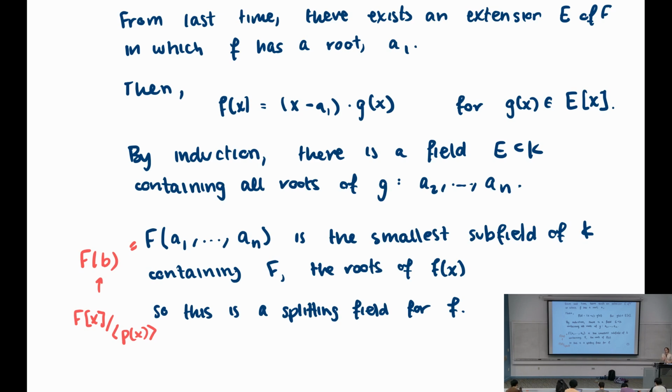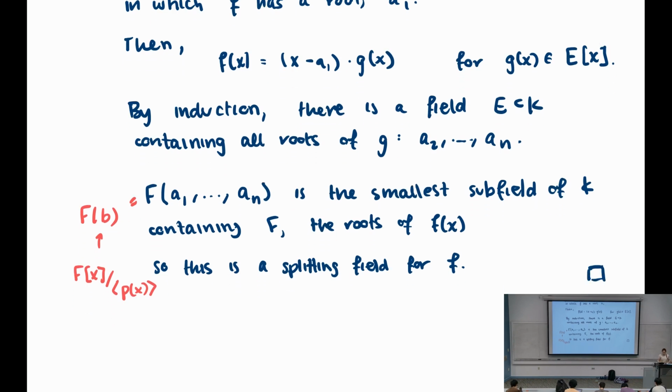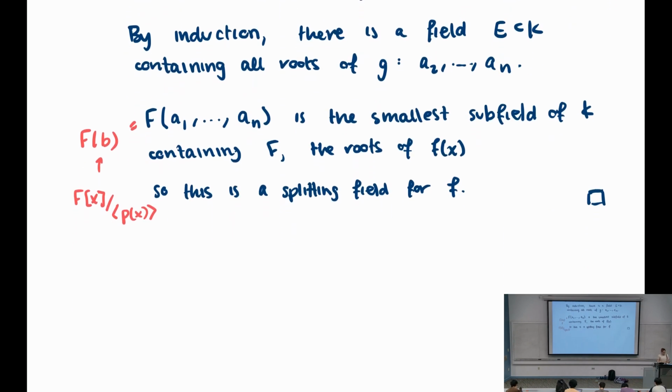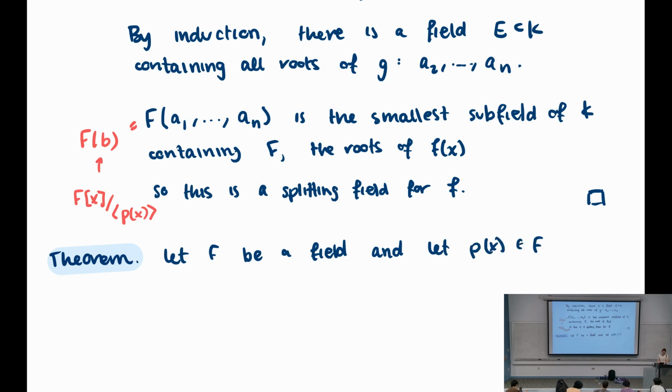Other questions? Okay, so let's do the second theorem. This theorem says, what are these fields F[x] mod p(x) that we've been looking at? What are these isomorphic to? So let's let F be a field, and we'll let p(x) in F[x] be irreducible over F.